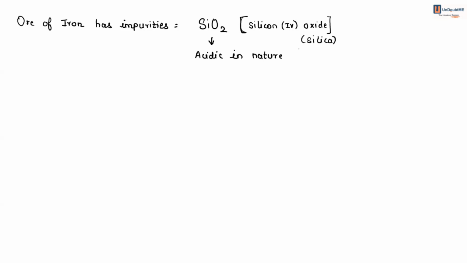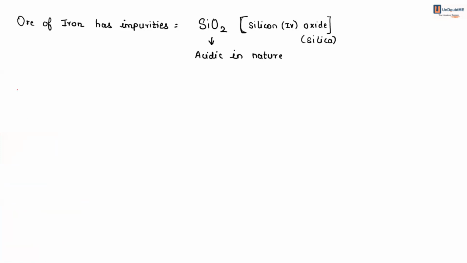And that impurity is SiO2, which is silicon 4 oxide. That silicon 4 oxide is acidic in nature because it's a non-metallic oxide. Silicon 4 oxide is also called silica. Now it is acidic in nature.